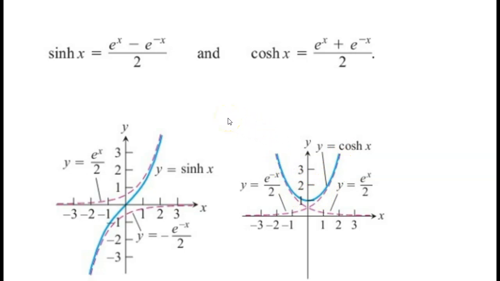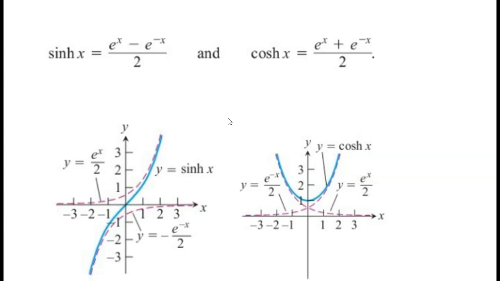That means that cosh of x is symmetric with respect to the y-axis, which means that it is an even function. So the cosh of negative x must be just the cosh of x. It is y-axis symmetric. If you change the sign of the x, it will not affect the value of cosh.